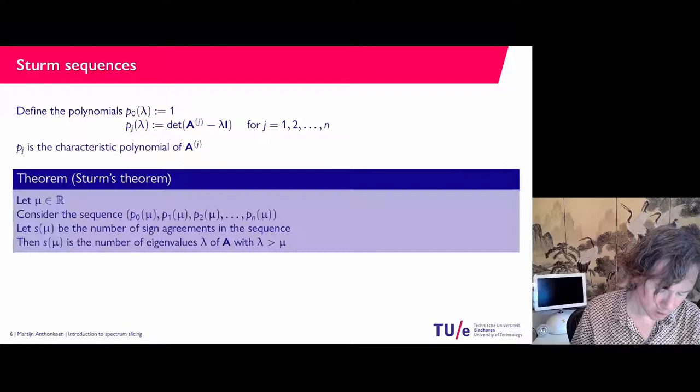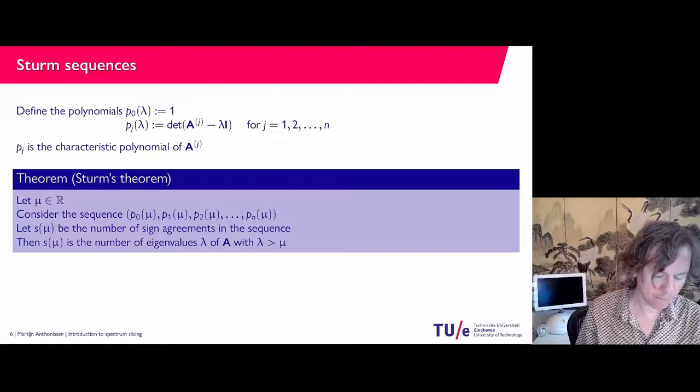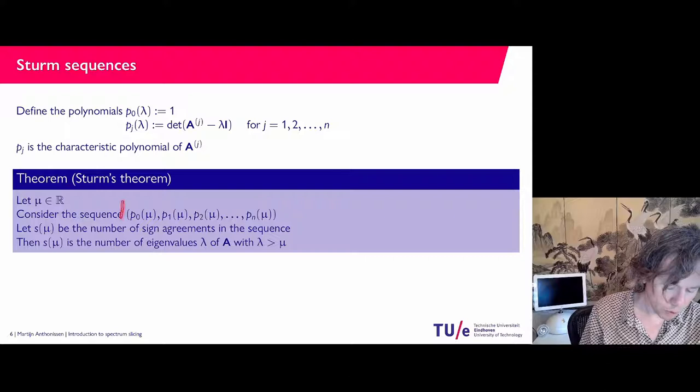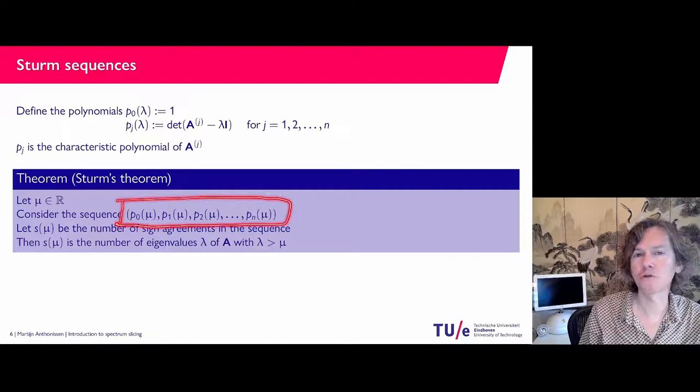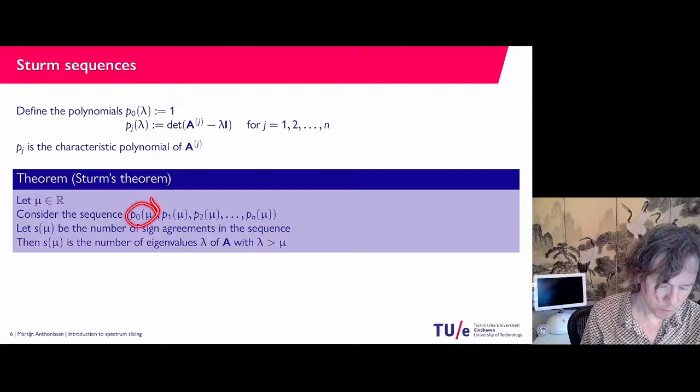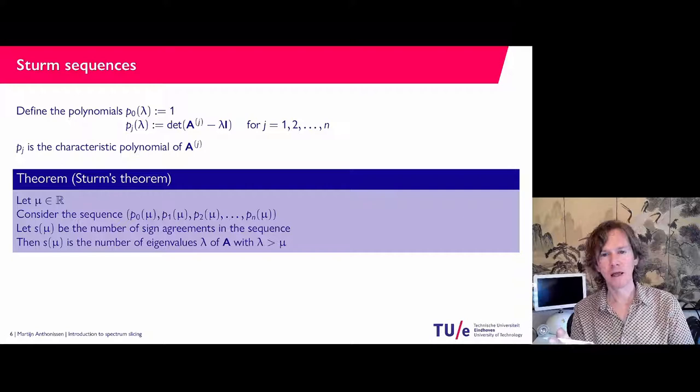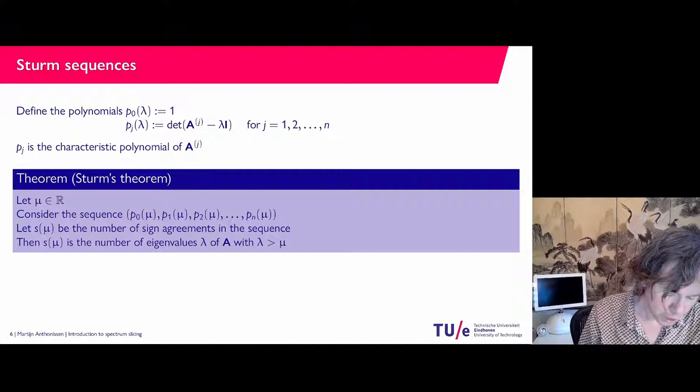Now, a Sturm sequence is as in this theorem. So we are going to pick a real number mu, and we are going to evaluate all of these p polynomials in this number. So what this is going to be is a list of numbers. Okay? And the first one apparently is going to be 1, and it won't depend on the matrix. So we get a list of numbers here, and then what this theorem tells us, it's a bit of a strange theorem, you should count the number of sign agreements.